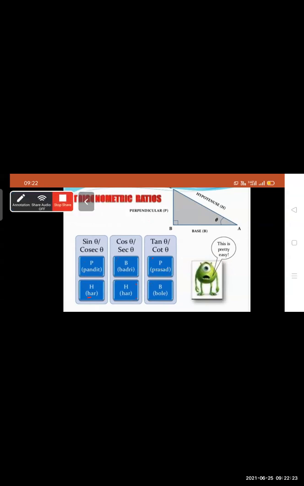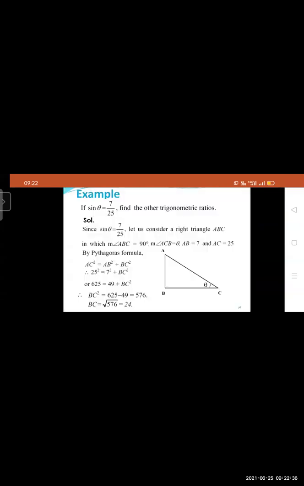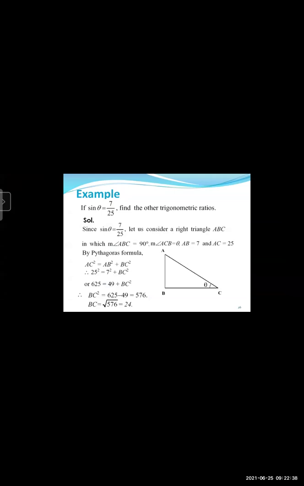First, when we solve any trigonometric questions, okay, then we can easily find the trigonometric functions. Okay, students. Now here we solve one question. If sine theta is equal to 7 by 25. Okay, we have sine theta is equal to 7 by 25. Find the other trigonometric ratios.